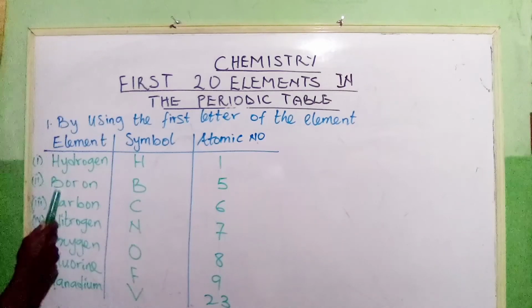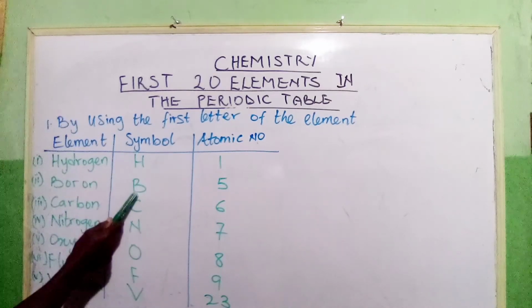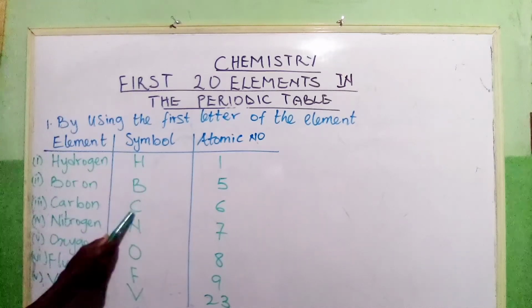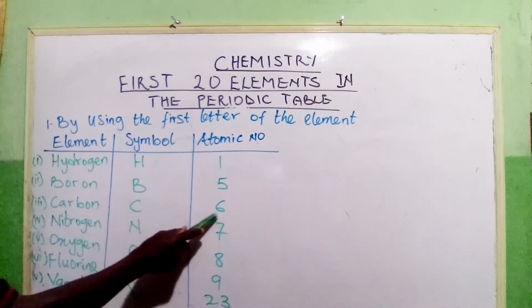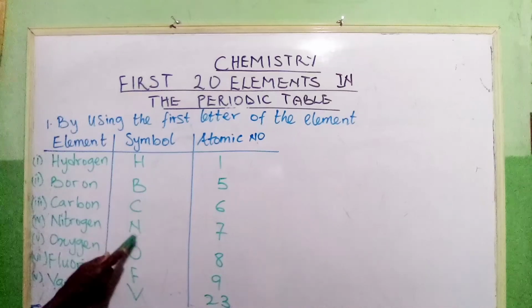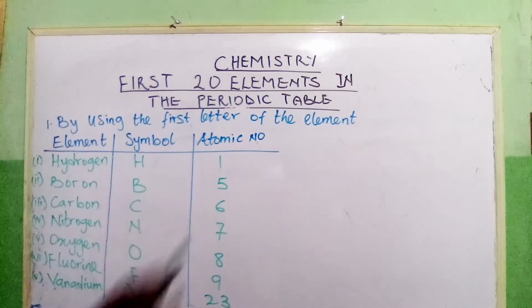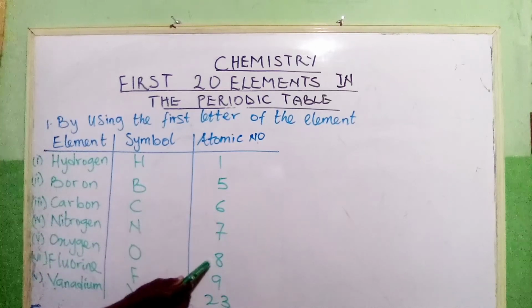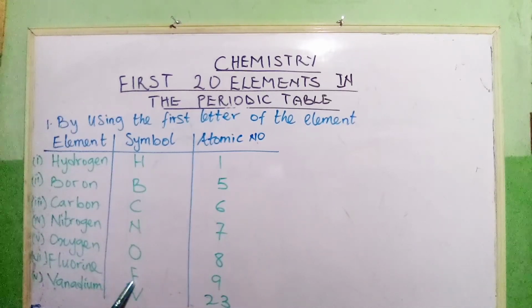Number 2, boron, symbol B, capital letter B, atomic number 5. We have carbon, capital letter C as a symbol, atomic number 6. Nitrogen, capital letter N, and the atomic number of 7. Oxygen, capital letter O, and atomic number of 8. Fluorine, capital letter F, and atomic number of 9. Vanadium, capital letter V, atomic number of 23.